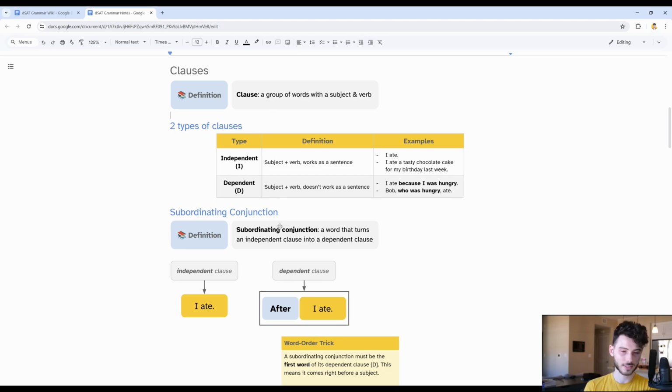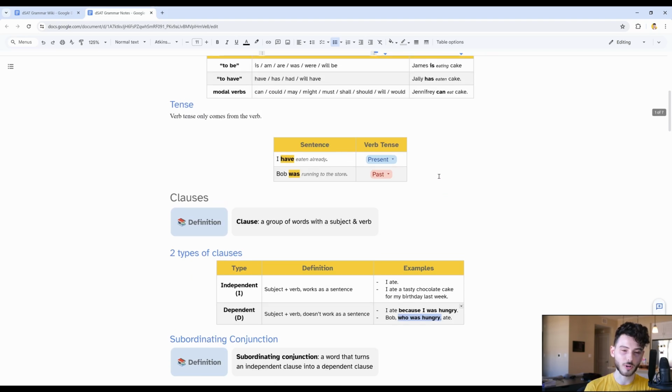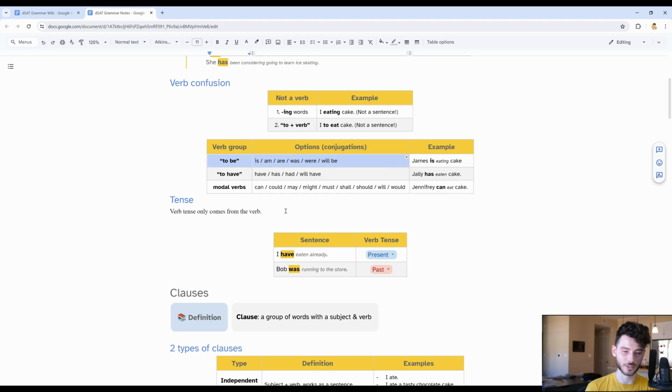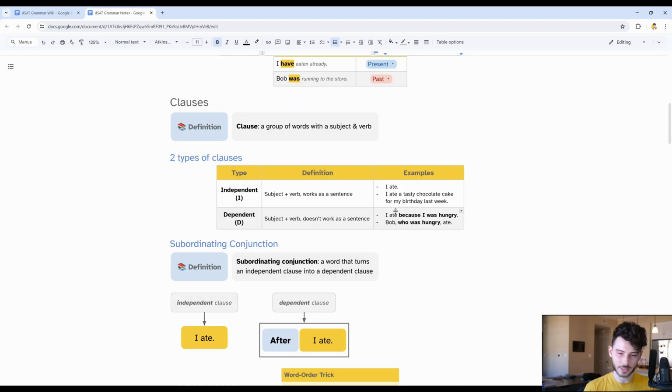Dependent clause has subject verb but does not work as a sentence. I ate. This is still the independent clause. Because I was hungry. The "because I was hungry" does not work as a sentence on its own. Bob, who was hungry, ate. The bolded part in both of these examples is the dependent clause. Who was hungry, the subject is who, the verb is was. And was, if you remember, is one of the verb confusion options. So I can pretty quickly scan this sentence and then see "ate" and "was." Two verbs, two clauses. You're going to need to be able to do this to read passages for grammar questions.